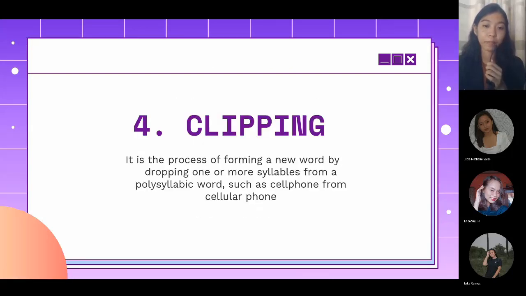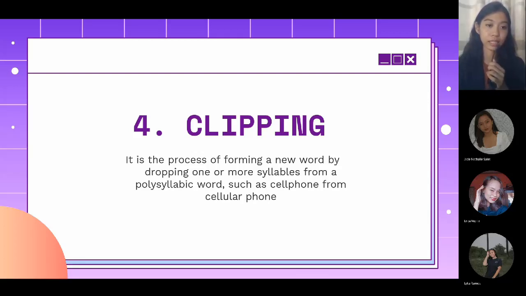Next is clipping. Clipping is the process of forming a new word by dropping one or more syllables from a polysyllabic word, such as cell phone for cellular phone. Other examples are telephone, chem for chemistry, gym for gymnasium, math for mathematics, prof for professor.